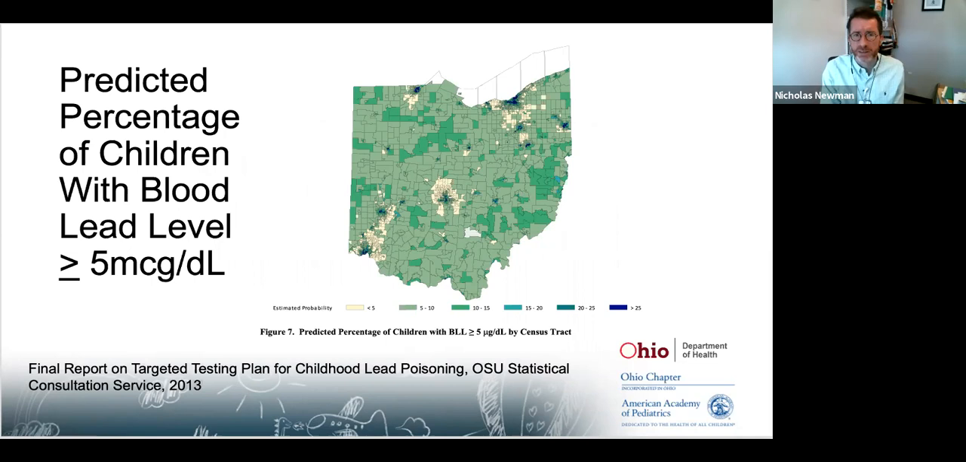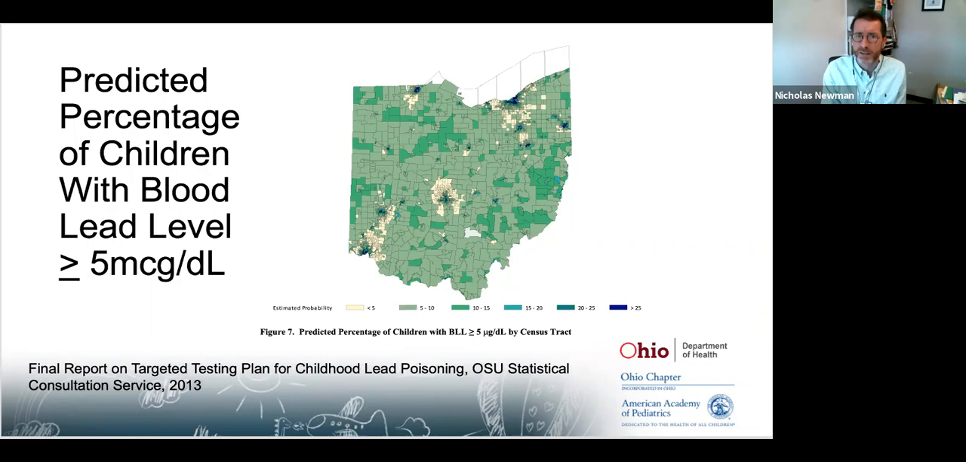Next slide, please. This is from the previous targeted testing plan. If you look, most of the state, except for some of the ex-urban areas, is considered high risk. Let's say you practice in Brown County or something like that. You think, oh, there aren't any big cities here, I don't need to worry about it. Well, actually, kids in Brown County have a pretty high risk of having an elevated blood level based on the data that ODH has compiled.